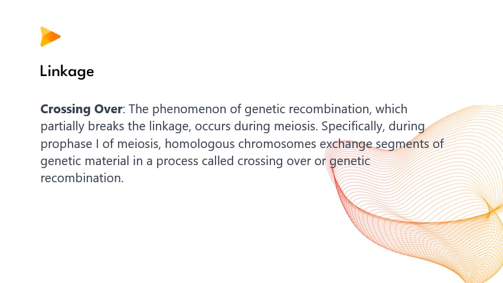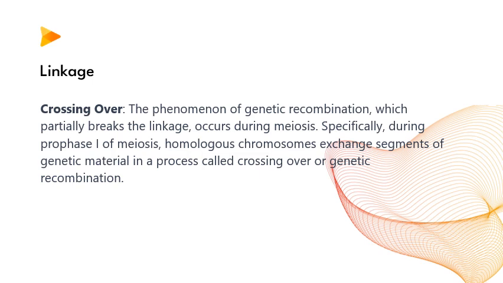Now let's talk about genetic linkage. This refers to the tendency of genes located on the same chromosome to be inherited together during the process of genetic recombination. Genetic linkage is a fundamental concept that was first discovered by Thomas Hunt Morgan in the early 20th century through his studies on fruit flies.